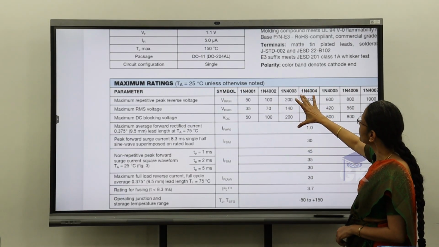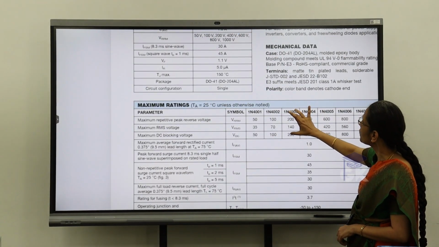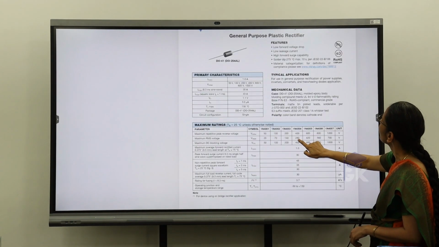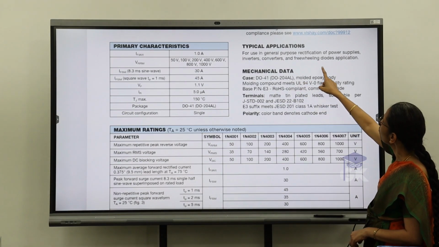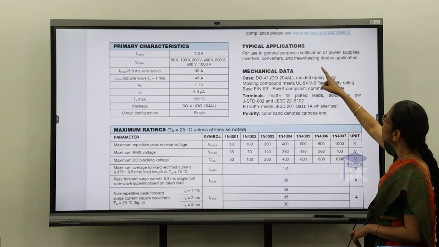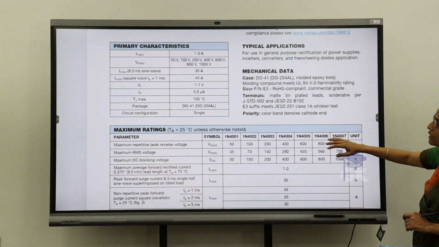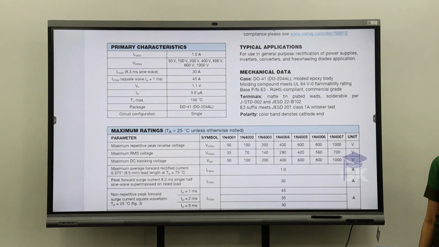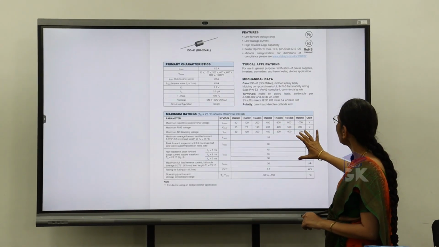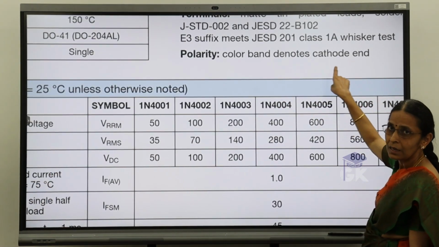And there was one question on application: for what application it's being used. The typical application will be listed somewhere here. It can be useful for general purpose rectification of power supplies, inverters, converters, and freewheeling diode applications. For switching and all, I have to go for the fast switching diodes basically. And in this data sheet, the polarity is also given: color band denotes the cathode end.